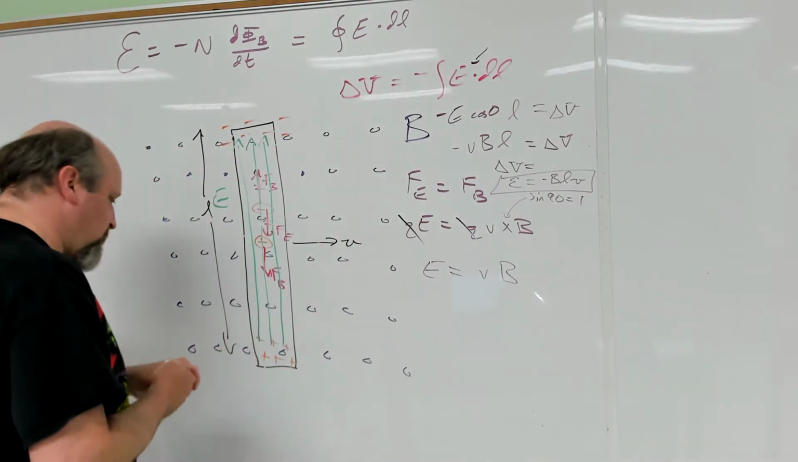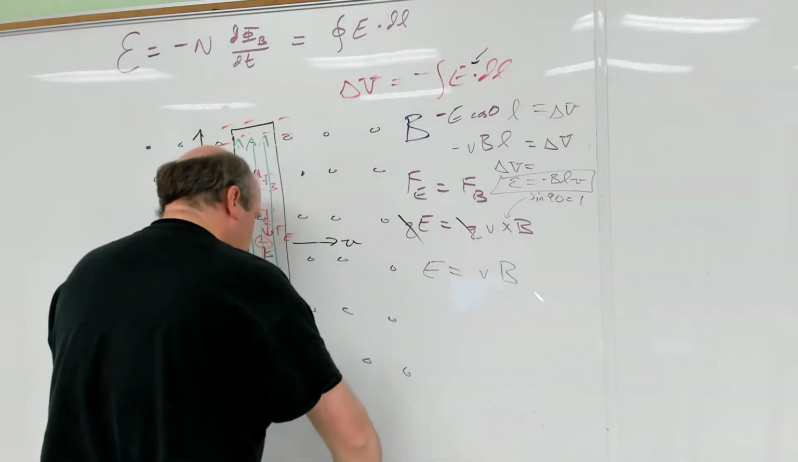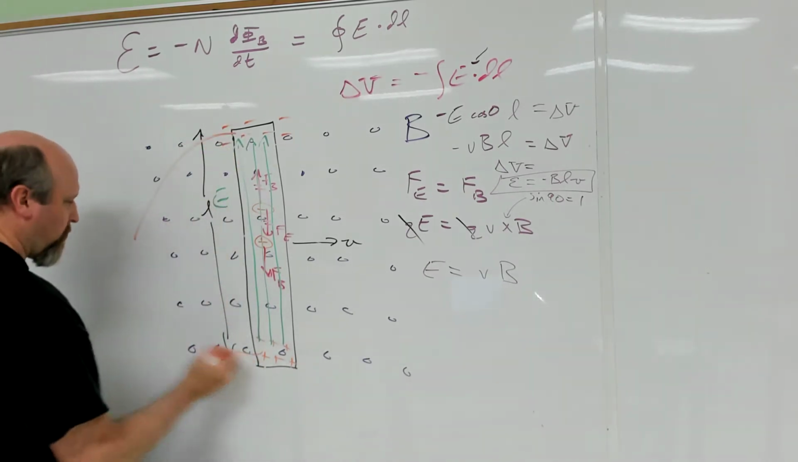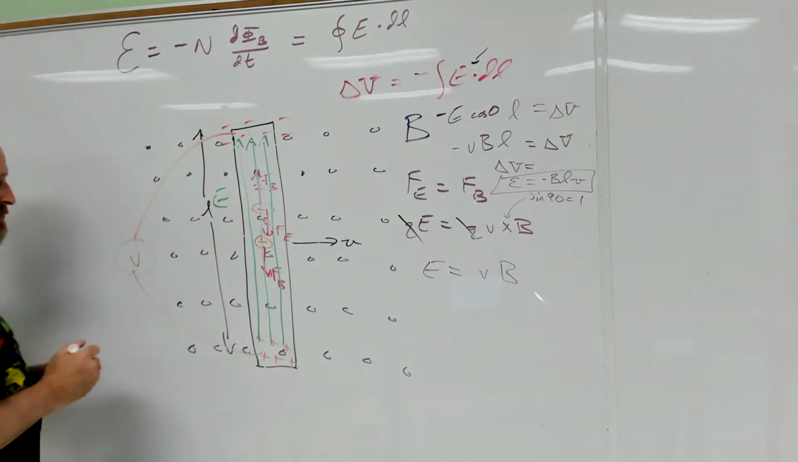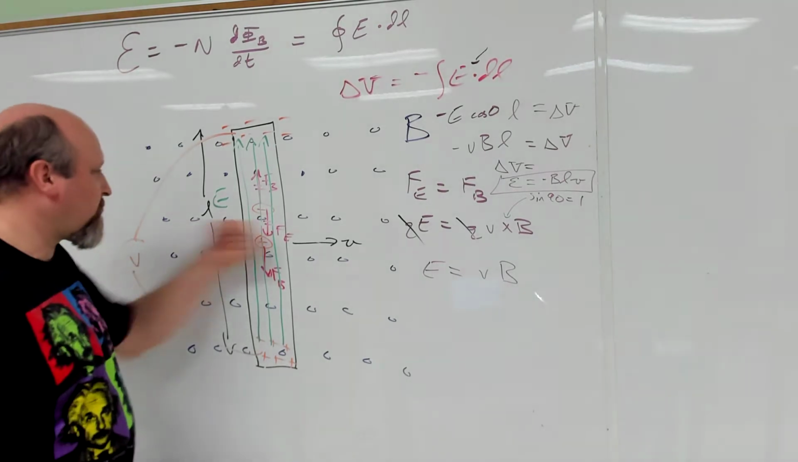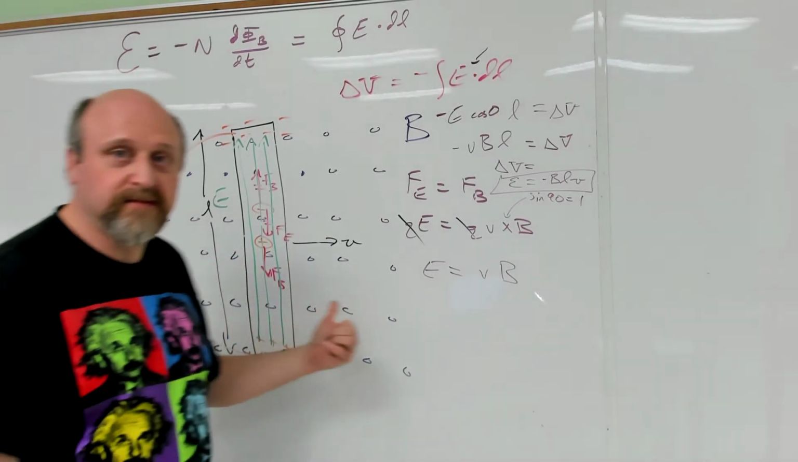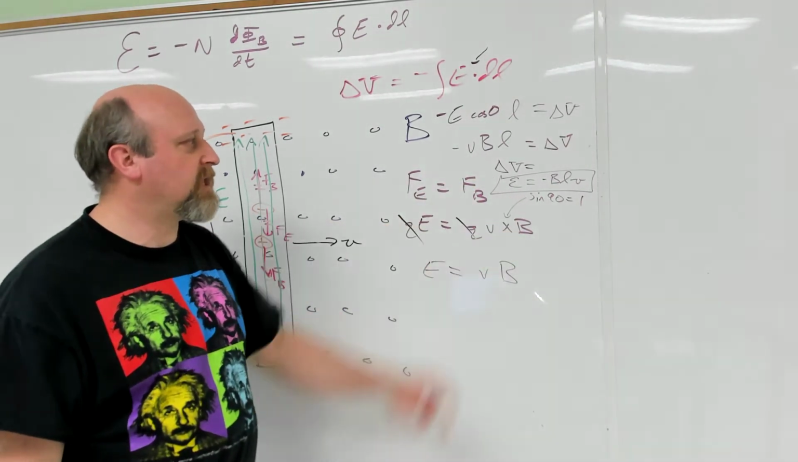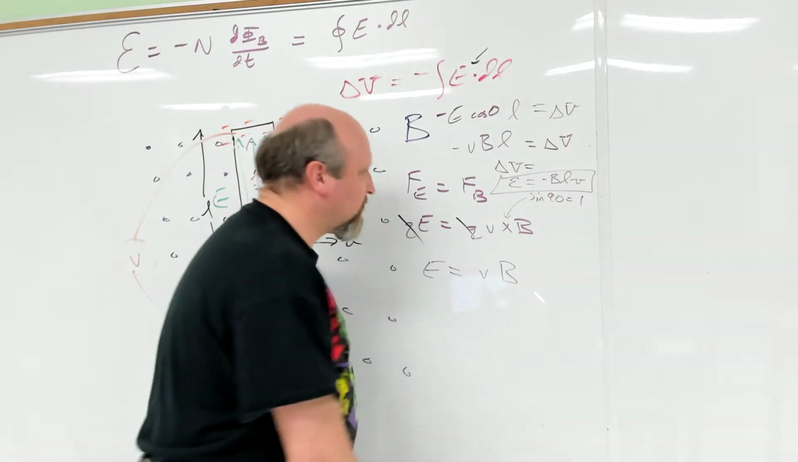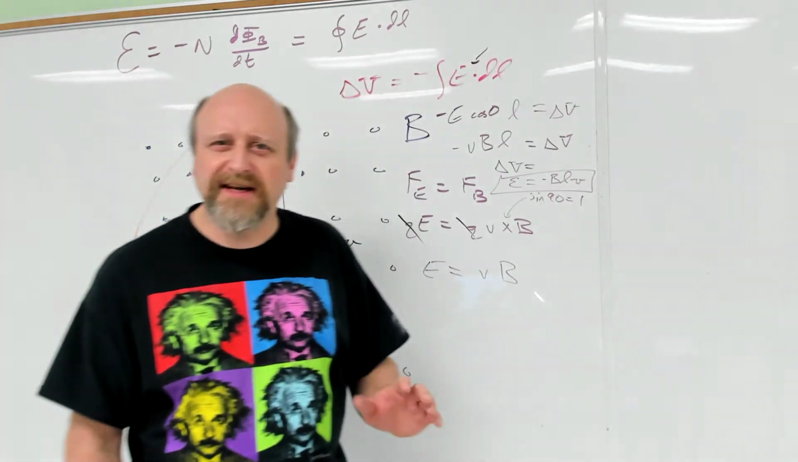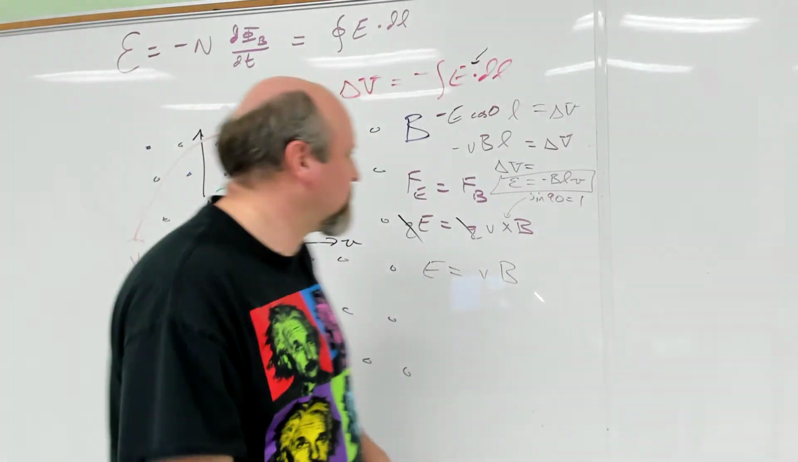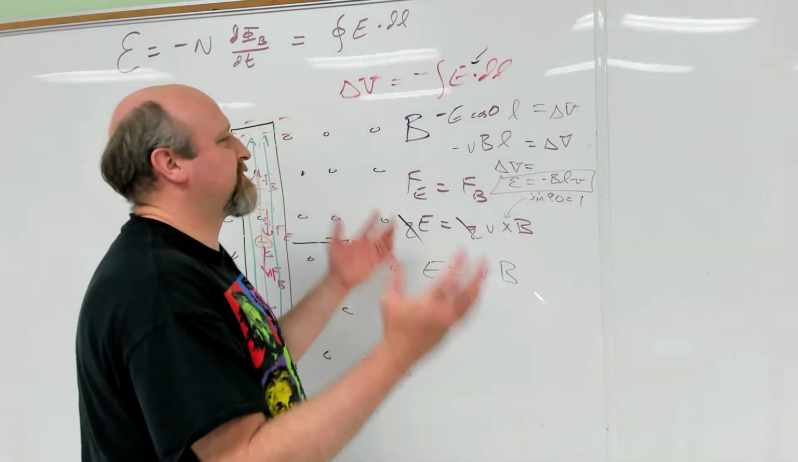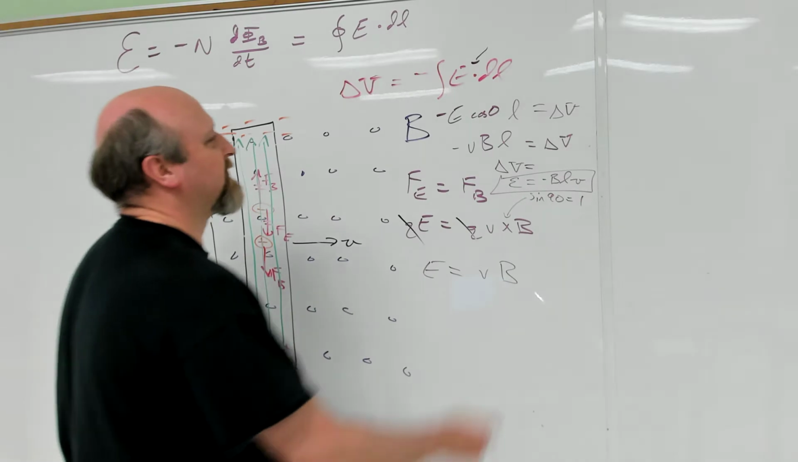If I hooked up a little voltmeter and attached it to the two ends here, as I shove that bar across, it would register a voltage. And it would be this much: negative BLv. Every time I see this, I think about that scene in The Princess Bride, if you've seen that movie. What do you have to live for? True love. Oh, he said BLv.